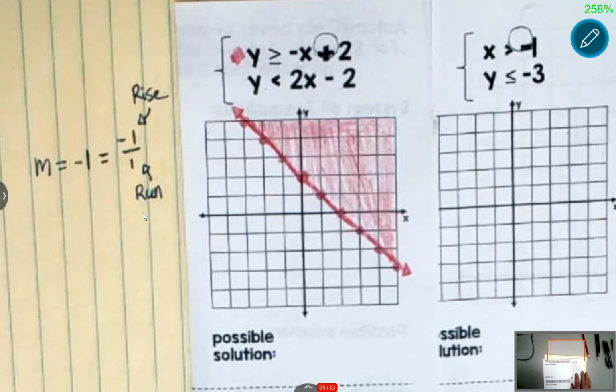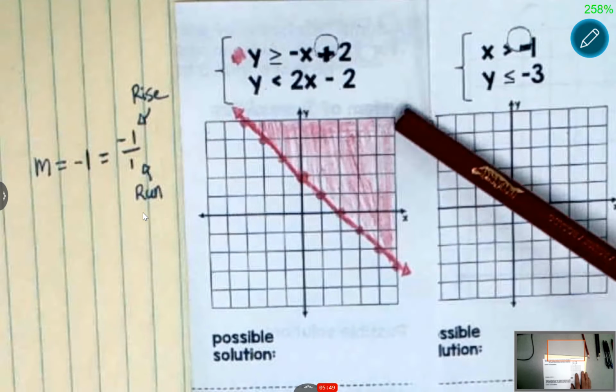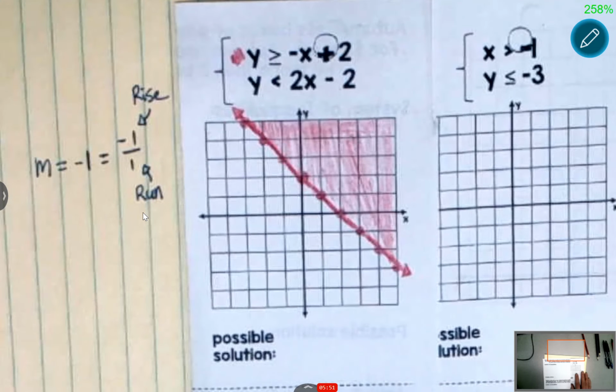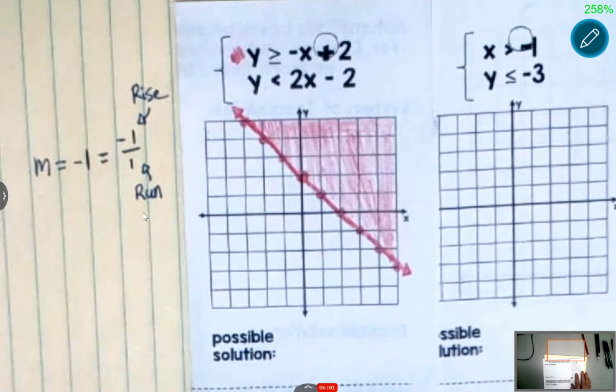So, any point in the shaded region right now or on the line is a point that would satisfy that inequality, y is greater than or equal to negative x plus 2. So if I plugged in 5, 5, that point would make that inequality valid when I plug in 5 for x and 5 for y. Let's go ahead and plot the other one.